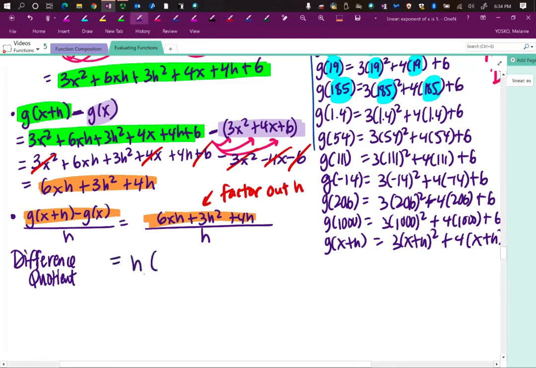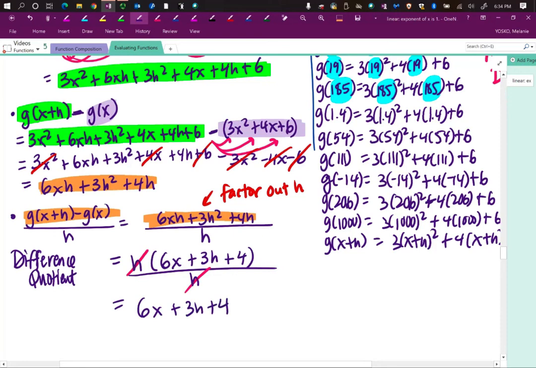So factor out an h, open a set of parentheses. 6xh, if you factor out an h, you get 6x. Plus 3h squared, you factor out an h, you get plus 3h. 4h, you factor out an h, you get the 4. Okay? And just take a moment and check it. h times 6x, yes. h times 3h, yes. h times 4, yes. Okay, now look. You have an h in the numerator, an h in the denominator, and they cancel. So you're left with 6x plus 3h plus 4. This is the difference quotient. Wasn't that fun?